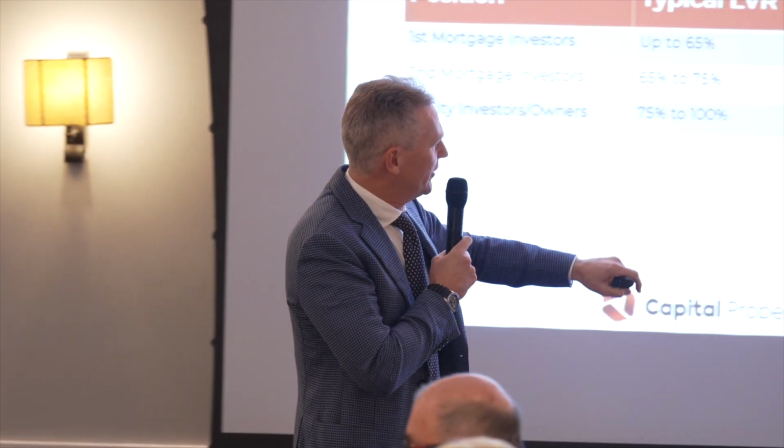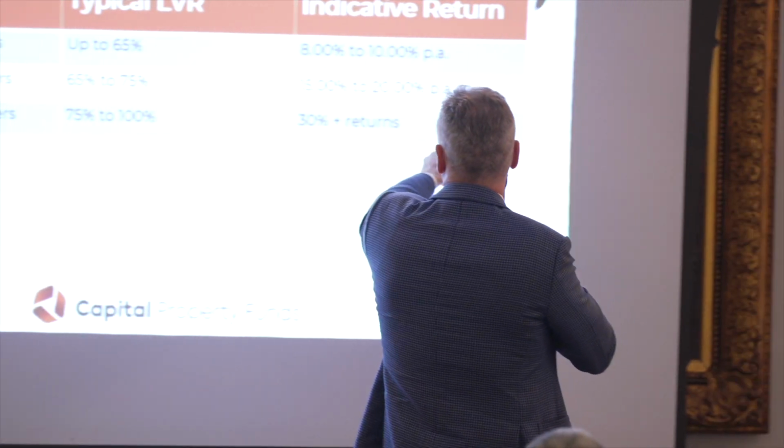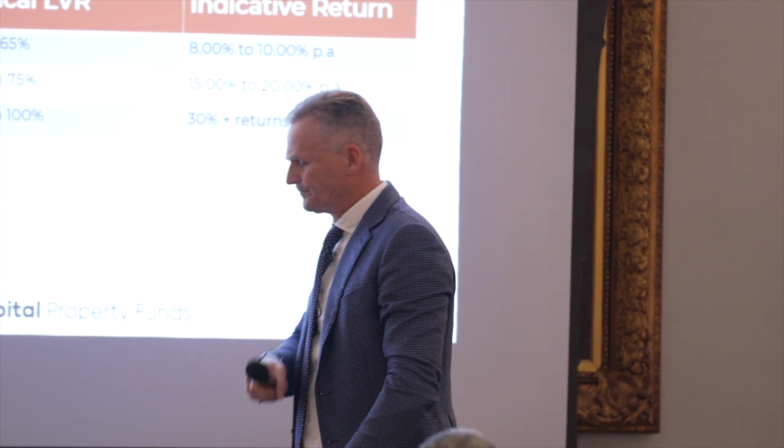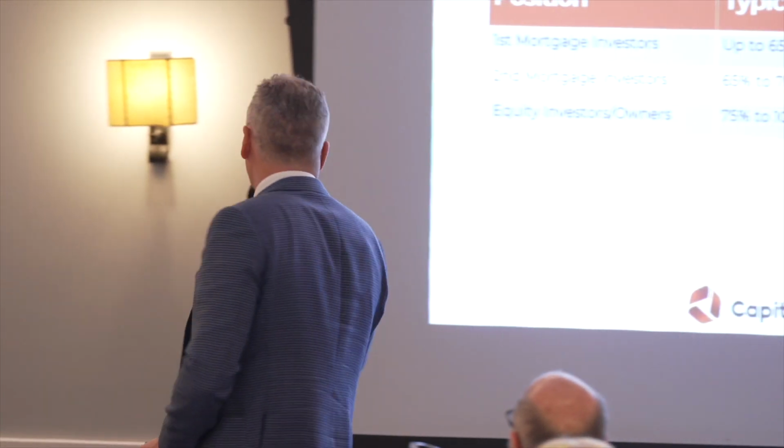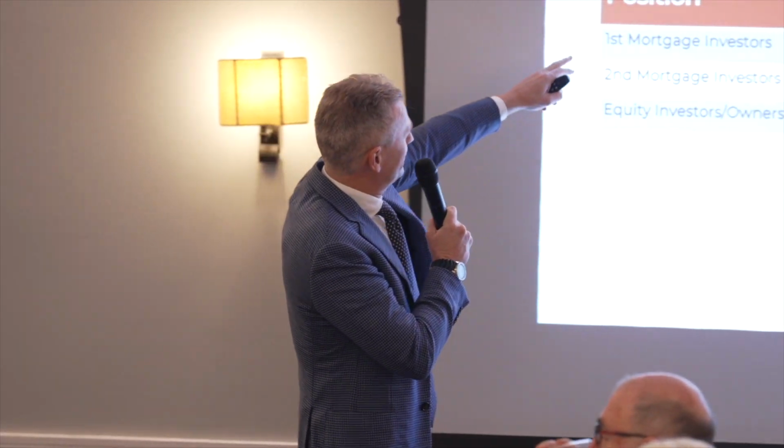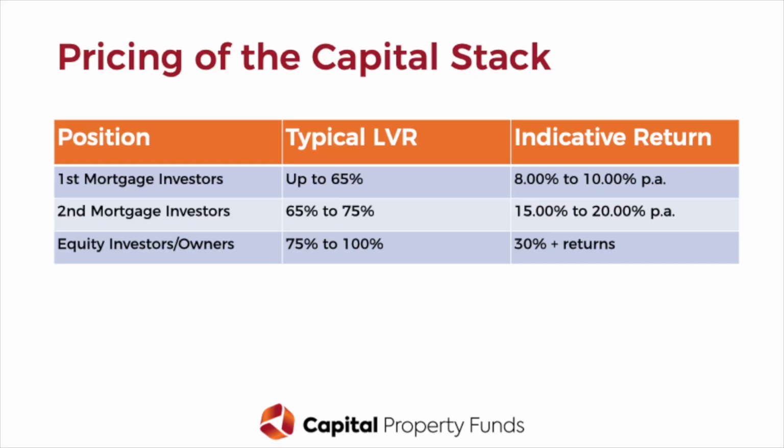And you'll notice too that when we say we've got here a per annum return, with a first mortgage and a second mortgage, there's a loan agreement, and that loan agreement dictates the rate of return that the borrower must pay.